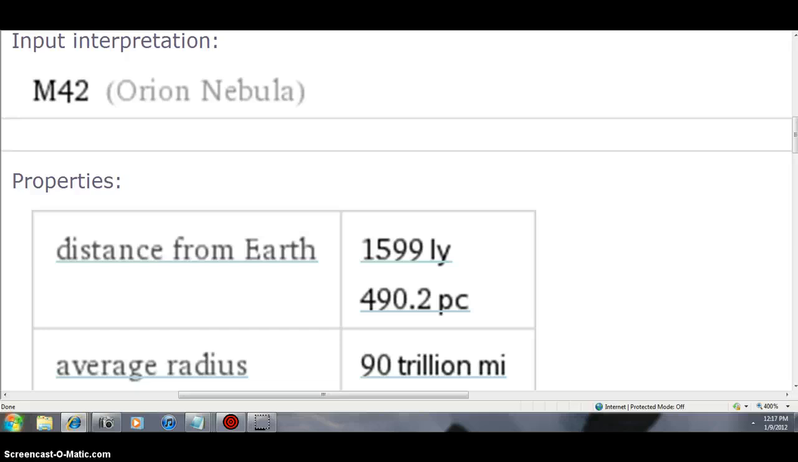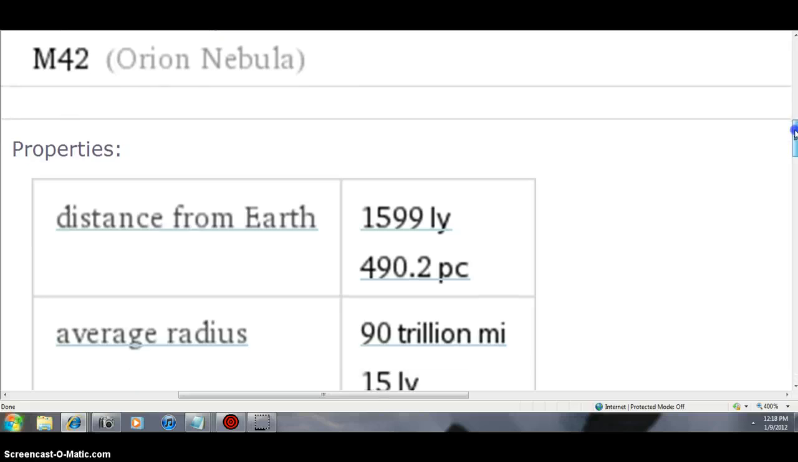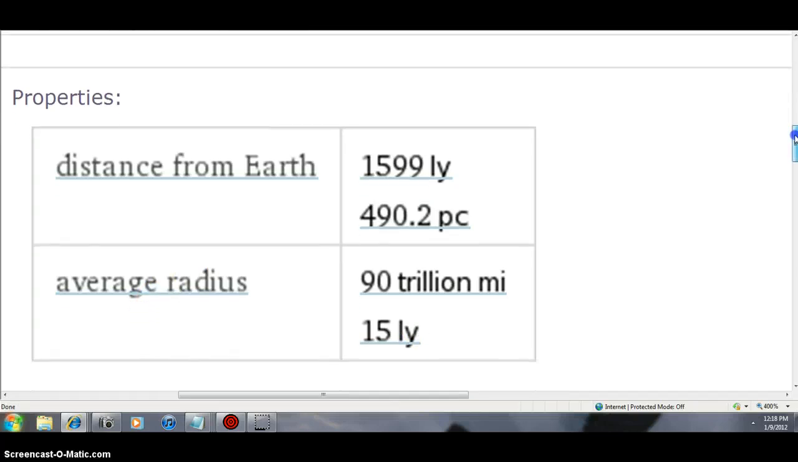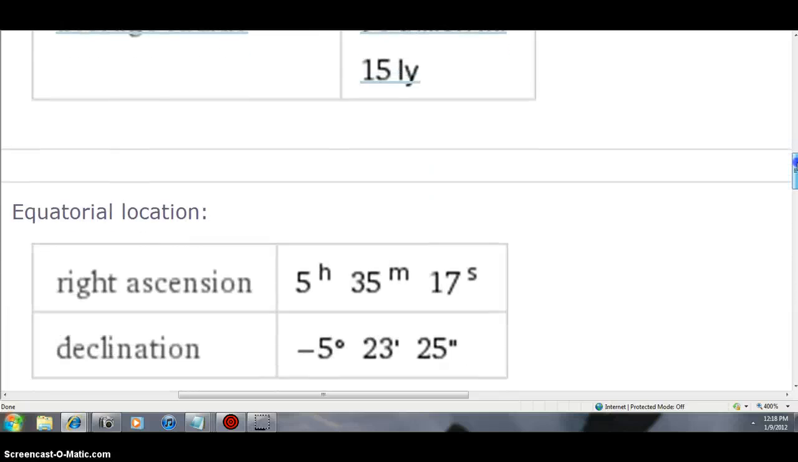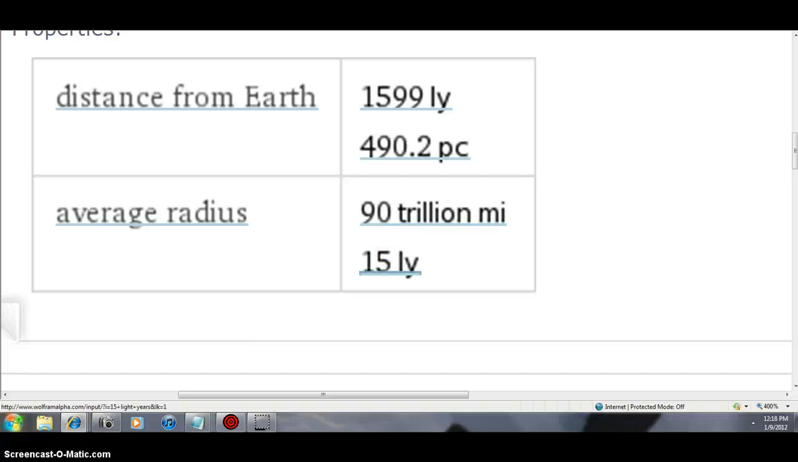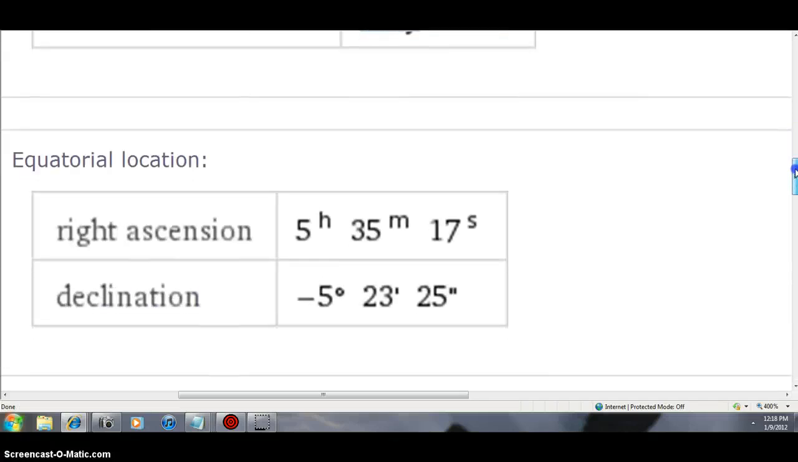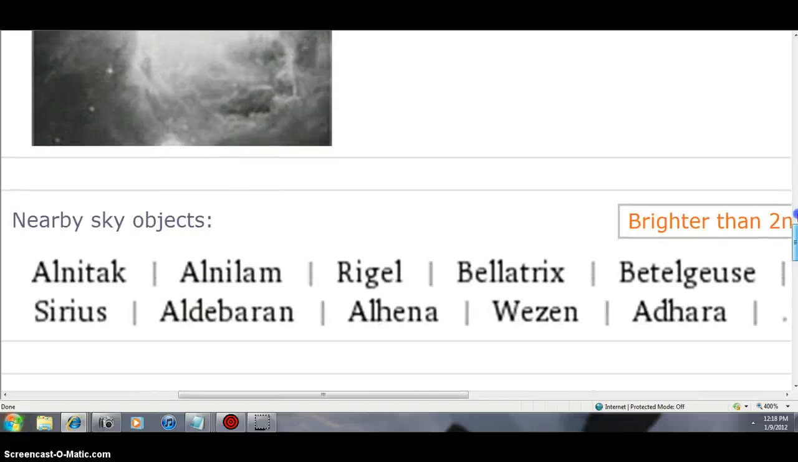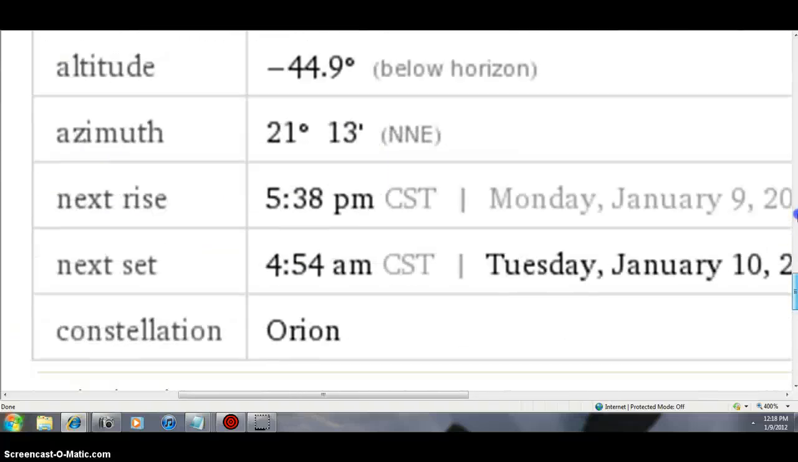M42 is in the Orion Nebula, and no, it's not the size, well, it's part of the nebula, but the average radius of M42, 90 trillion miles, okay? That's right, folks. Average radius, 90 trillion miles. M42. That's where it's at. There's a picture, okay? So yes, these huge monsters are out there.